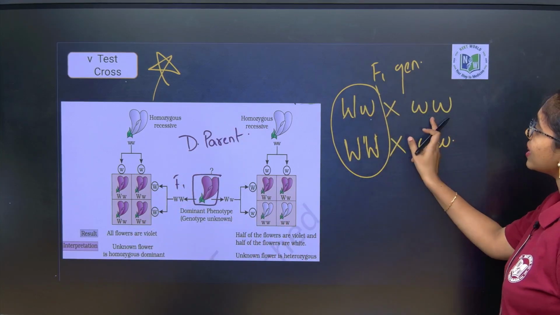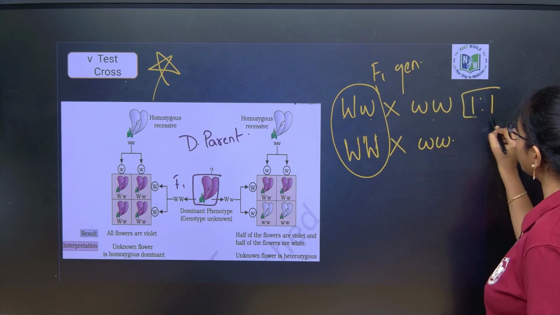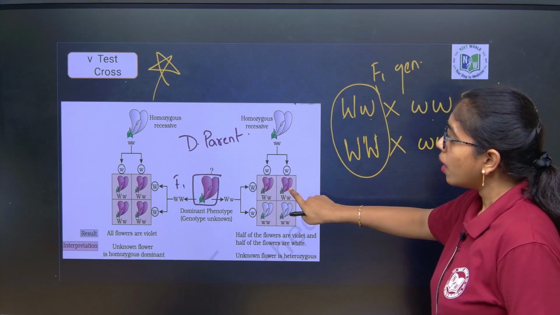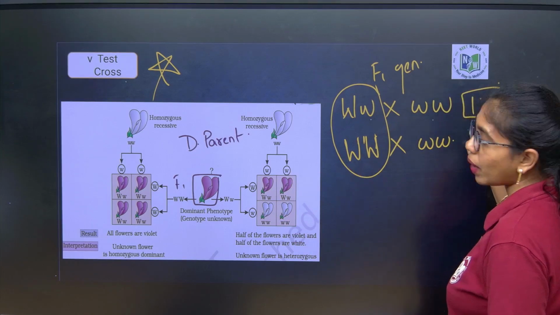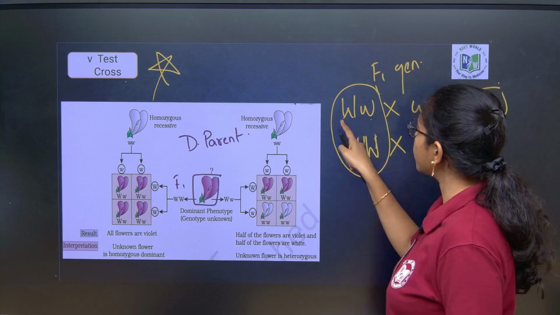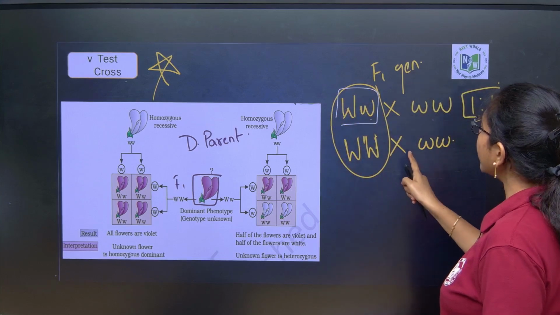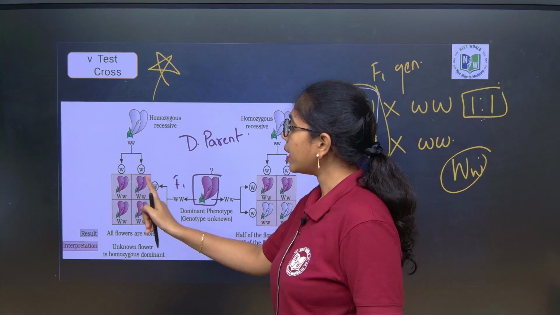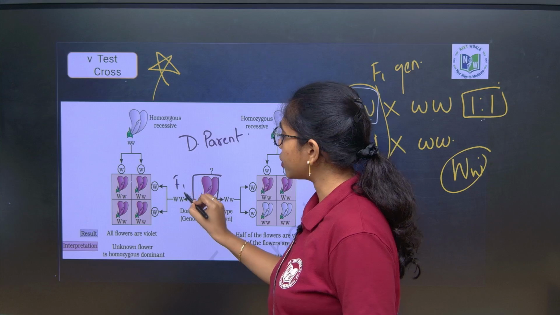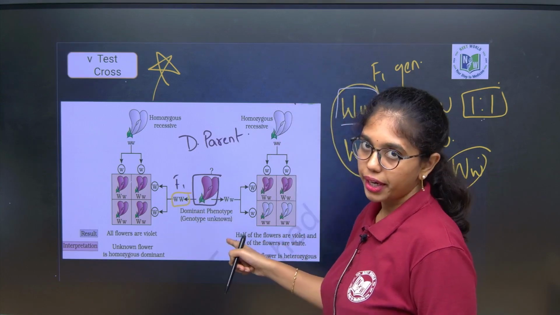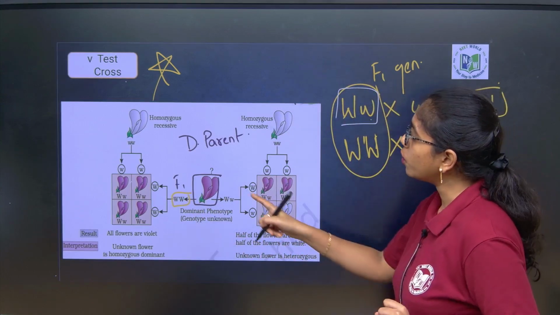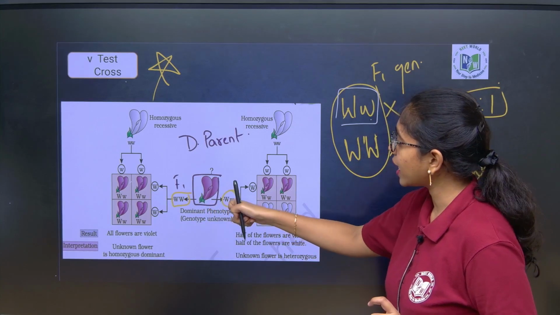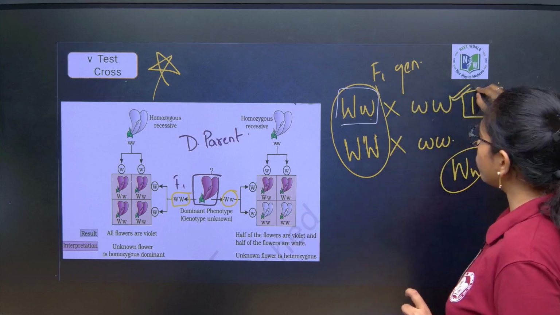When you cross like this, if you get a 1:1 ratio of genotypic and phenotypic ratio, where 2 are white and 2 are purple, then it says that the F1 generation is heterozygous. If all are purple, then it says that the F1 generation is homozygous dominant. So, this test cross will tell you whether the F1 generation is heterozygous dominant or homozygous dominant. If it is heterozygous dominant, then you will get a 1:1 ratio.